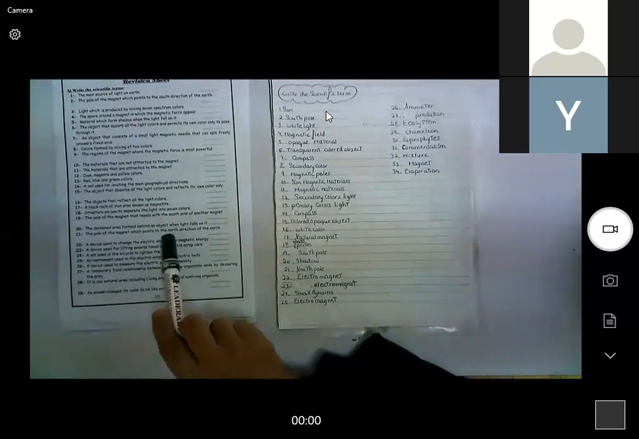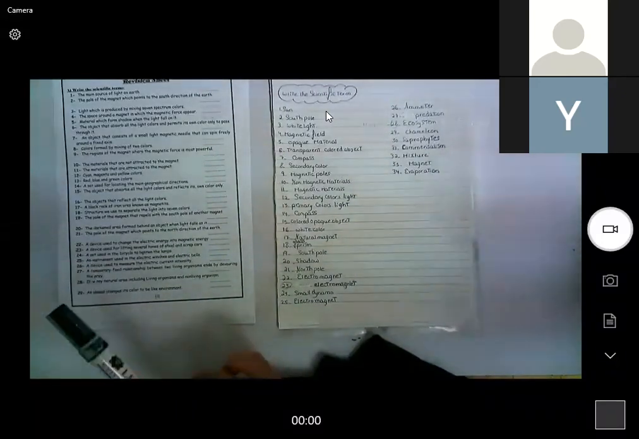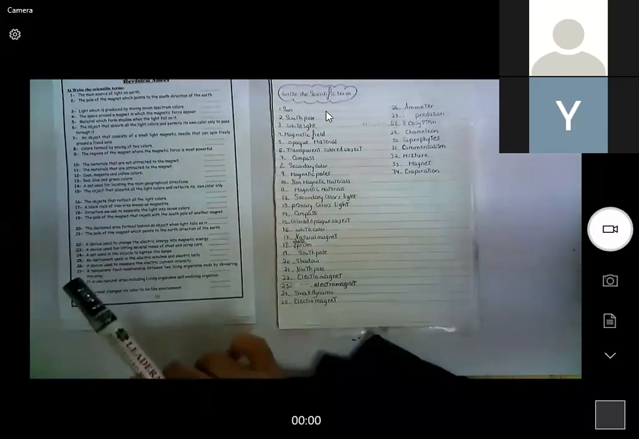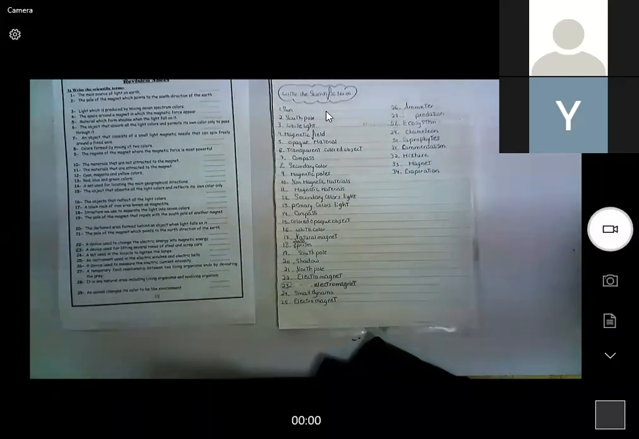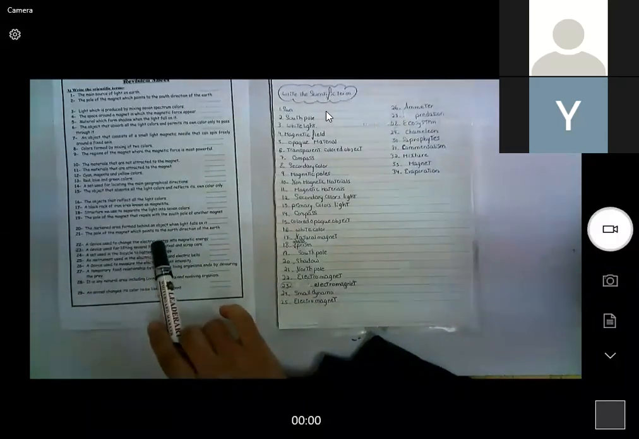Number 20, the dark area formed behind an object when light falls on it. When I see the words, the dark area, I will write shadow. Number 20, dark area, so I'm going to write shadow.